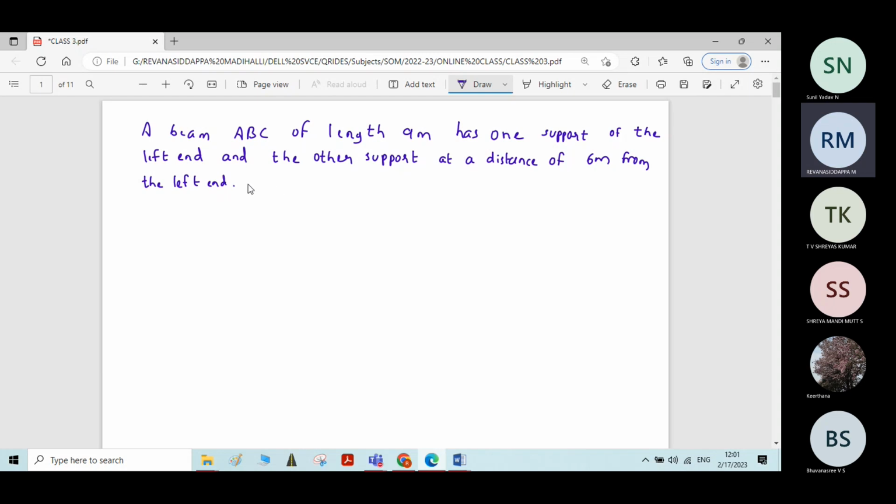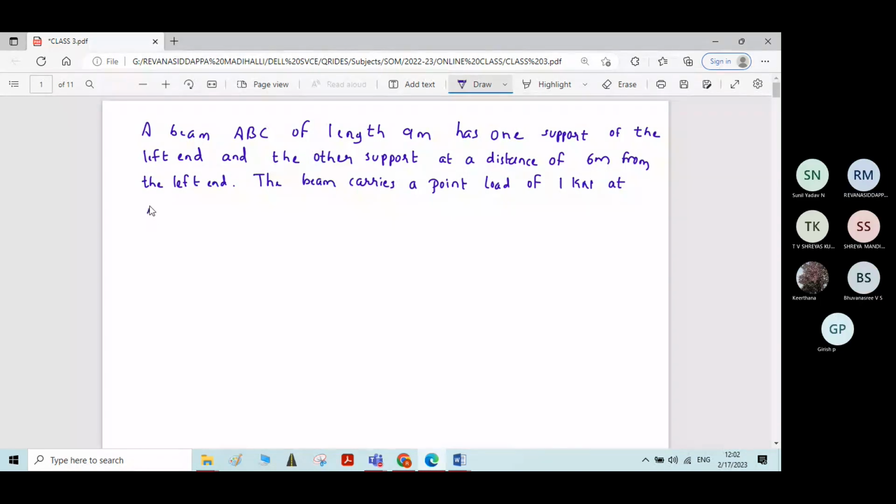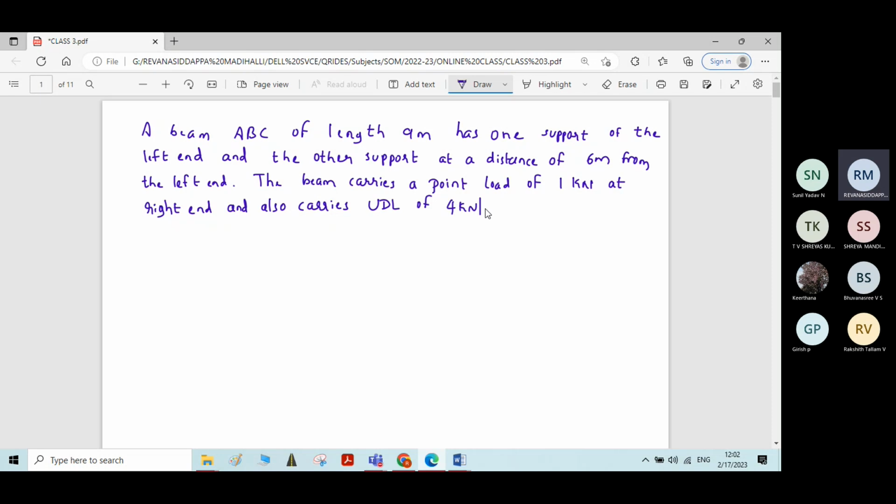The beam carries a point load of 1 kilonewton at the right end and also carries a UDL of 4 kilonewton per meter over a length of 3 meter, as shown in figure.